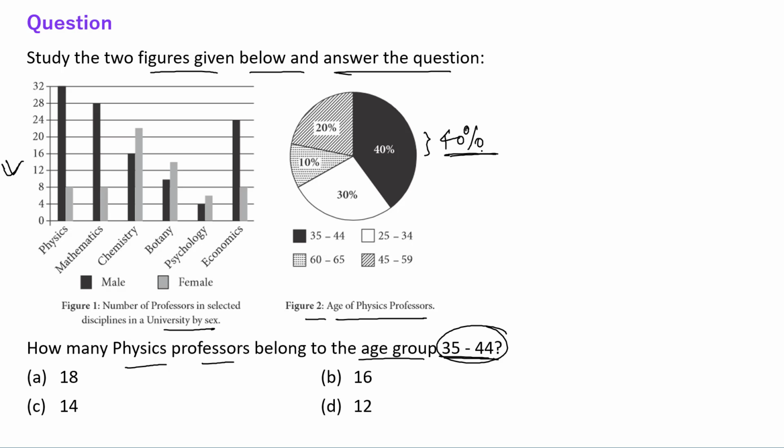So how many total physics professors are there in the university? So here 32 males and 8 females, so 32 and 8, which is 40, right? So total 40 professors are there. Out of that, in the given age group, we have 40%. So 40% of 40 we need to find, which is 16, right? So the correct answer is 16. Option B is the correct choice. All right, now let's move to the second question.